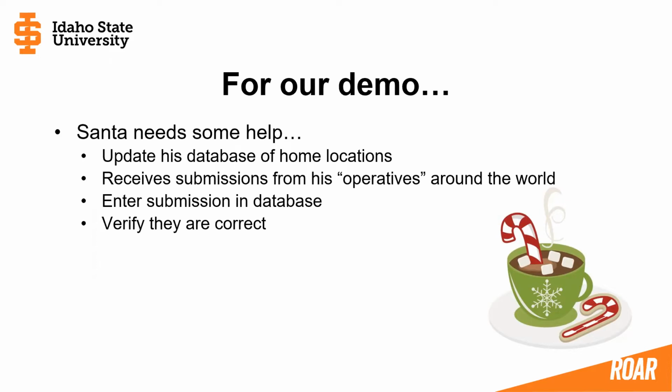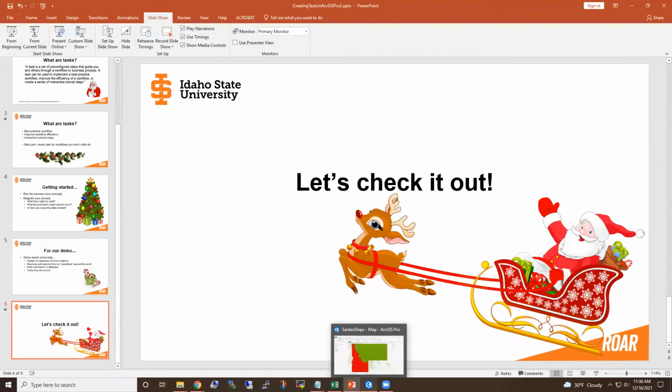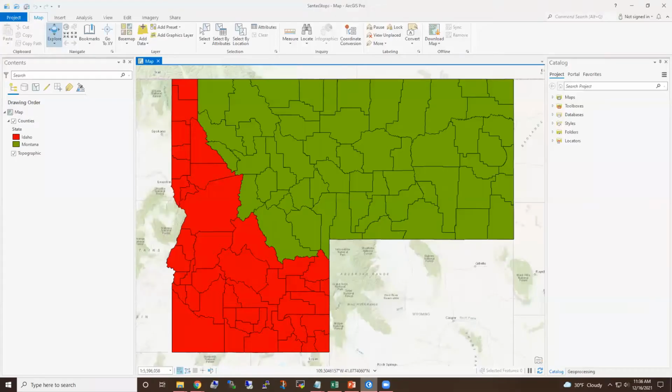Now, I can neither confirm nor deny that I work for Santa, but I would imagine that this workflow would probably go something like the following. So let's go ahead and check it out. So we'll get out of here and I will pull up my ArcGIS Pro. As you can see, I already have the data that I want to use here, which is just a county map for Idaho and Montana.